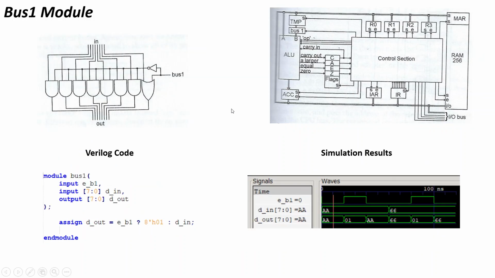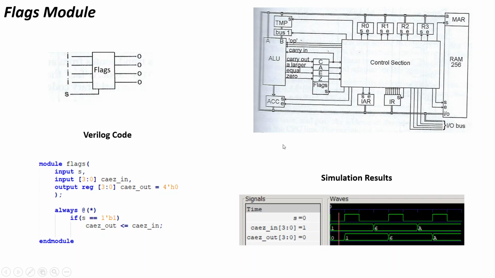Here's the bus 1 module. This is the gate schematic for it, but I just simply did it with an assign using a multiplexer. So when that bus 1 signal comes in, which is E_B1 here, you can see in the simulation that the output will be 1, which is what we want for clearing the flags.